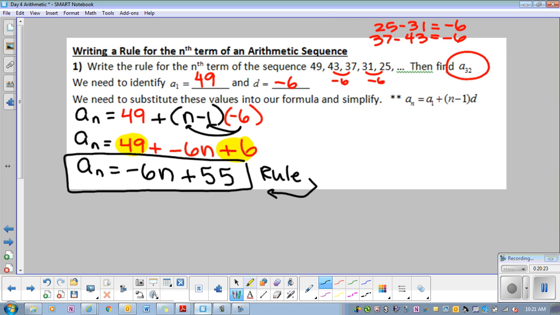Yeah, not bad, right? What happened to the 49? I combined them. Yup, you did 49 plus 6. That's how you get 55.